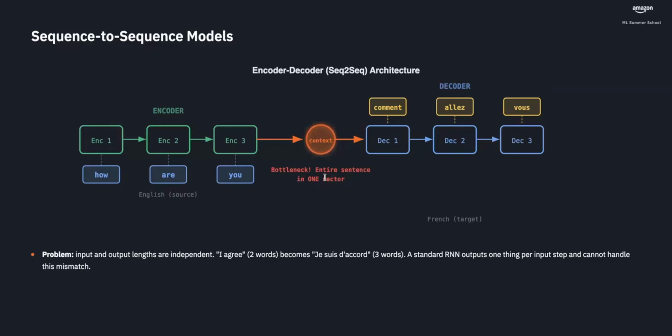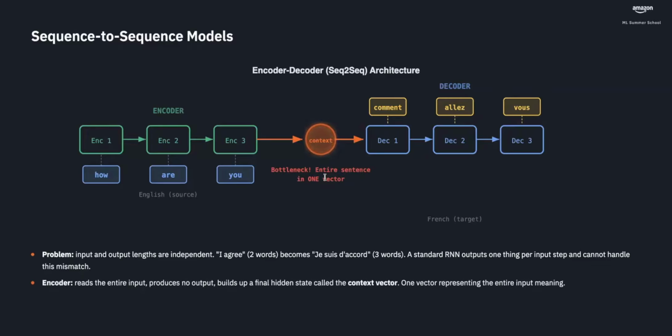When you ask Alexa a question, your question might be of 10 words, but the answer could be of 2 or it could be of 20. When you summarize a 500-word article, the summary might be 50 words. The input and output lengths are completely independent, and a standard RNN simply cannot handle that mismatch. So the solution is to split the job into two completely separate phases. The first phase is the encoder.